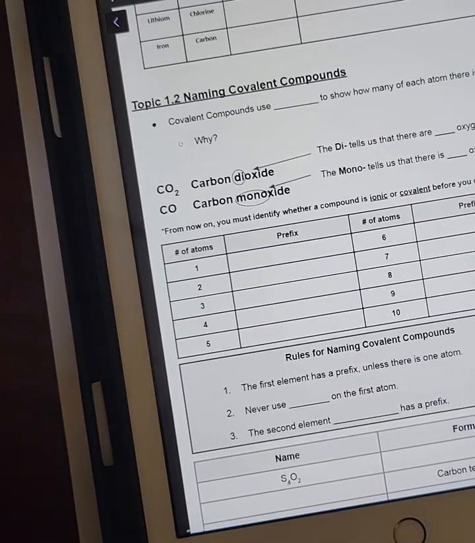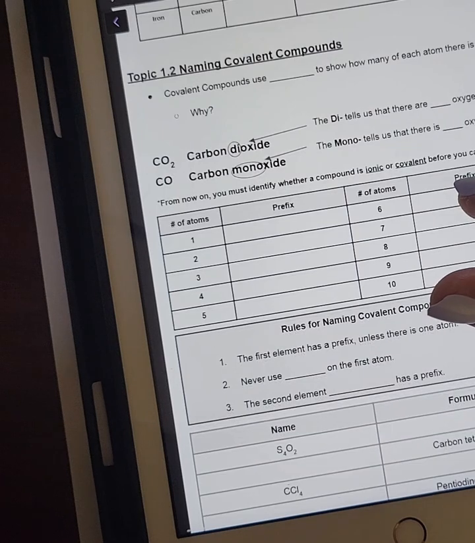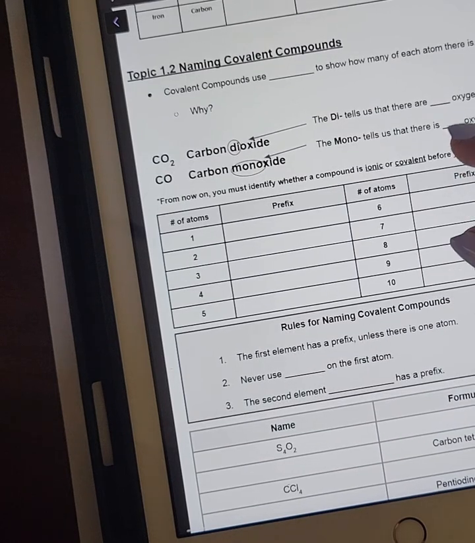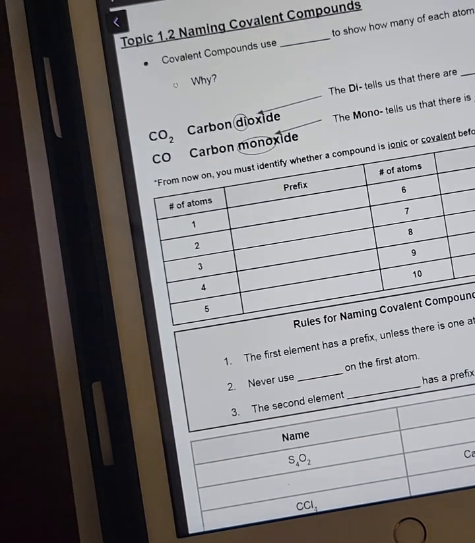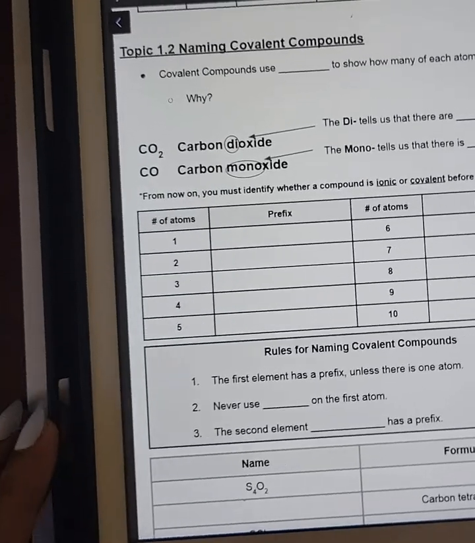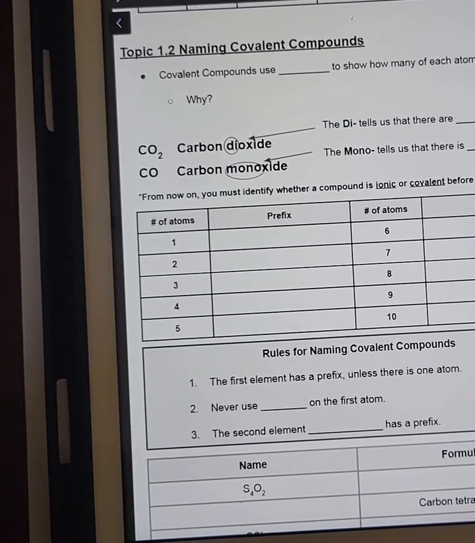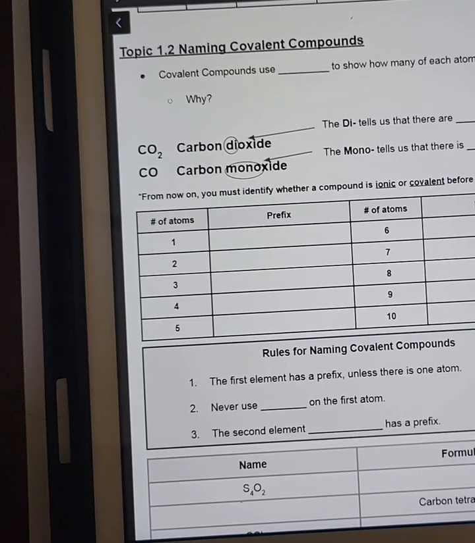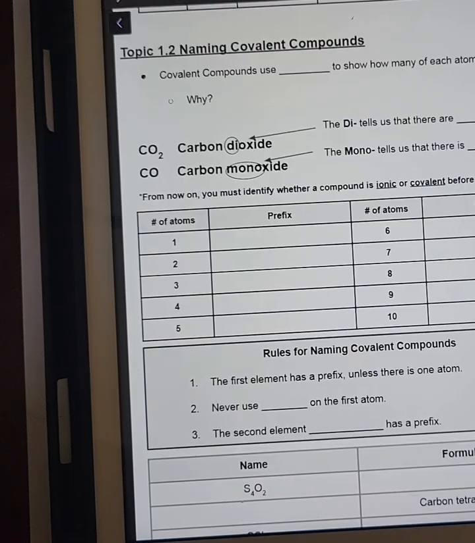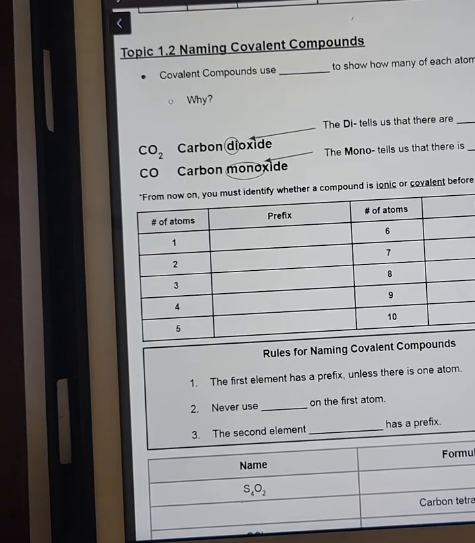And once you're done, start watching the second one, which is 1.2, naming covalent compounds. Okay, it is very easy compared to the naming of ionic compounds. There are only a few rules, only 2 different types.